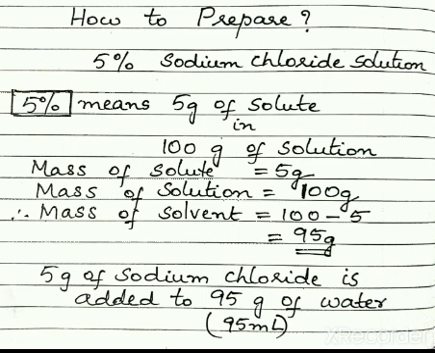So to prepare 5% sodium chloride solution, you should take 5 gram of sodium chloride and add 95 ml of water. 95 ml of water has a mass equal to 95 gram. So take 5 gram of sodium chloride and add 95 gram or 95 ml of water to it. You will get 5% sodium chloride solution.